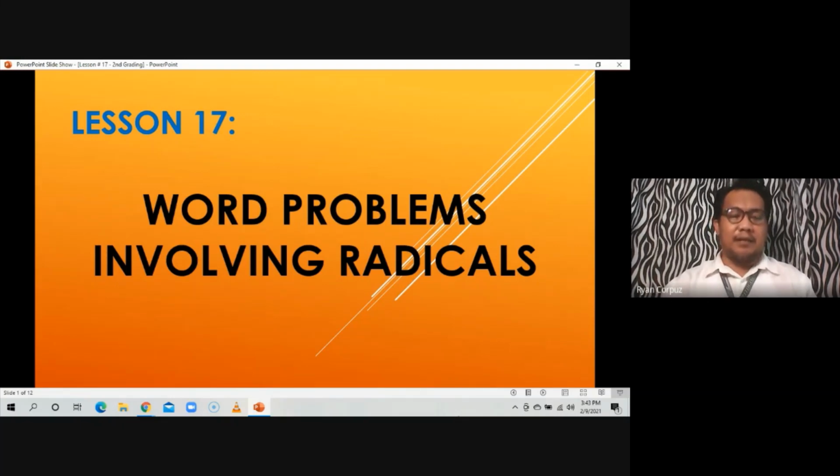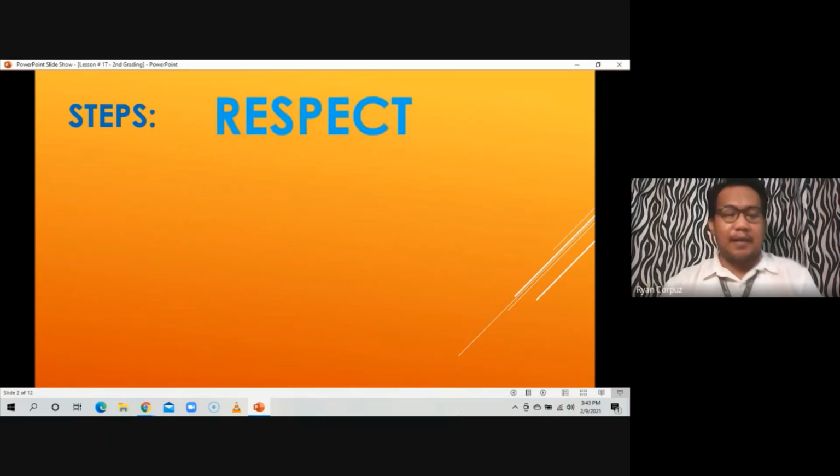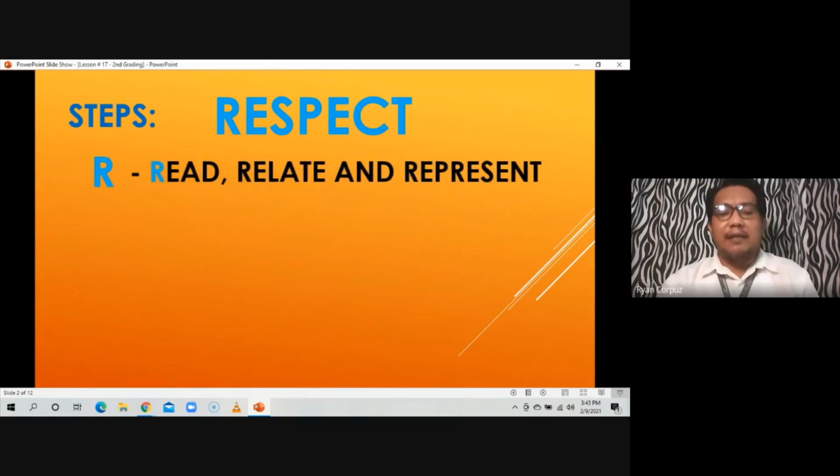Since this is about word problems, we have discussed before that when we are solving any kind of verbal problems or worded problems in math, we are going to use the same steps. Do you still remember the steps that we call? Yun pa rin yung steps na i-apply natin in order for us to solve these word problems involving radicals. Just to recall, ano nga ba yung respect na tinatawag natin as our steps in solving verbal problems in math? Una, R stands for read, relate, and represent.